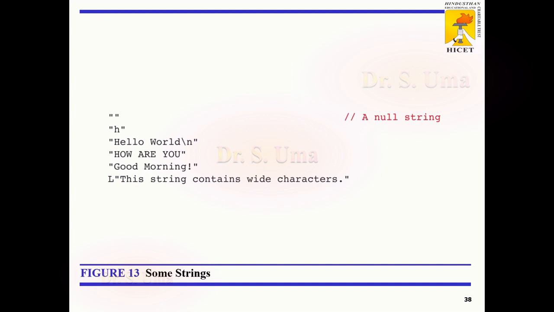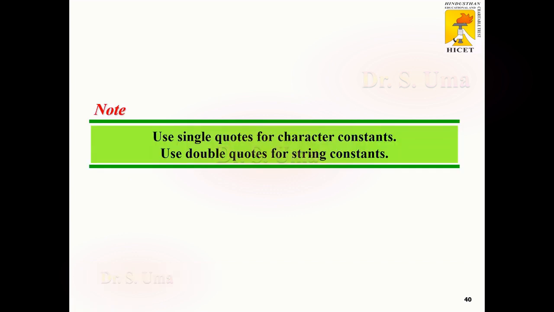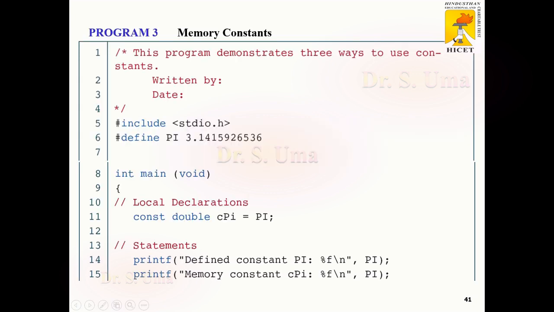So this is how we have to represent strings. A string has to be enclosed in double quotes because this is enclosed in double quote. This is a string. If it is enclosed in single quote, it is a single character. \0 refers to a null character, and double quotes without any characters inserted refers to an empty string. It should be noted that single quotes are used for representing character constants and double quotes are used for representing string constants. So this is an example for memory constant definitions.